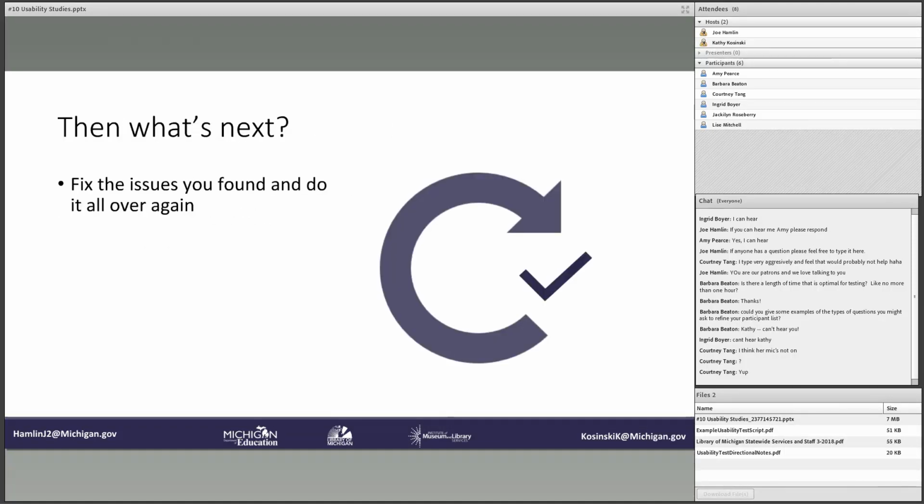Yep. And then what do you do after all this, after you do the notes and everything? That's when you go back to the iterative testing. You fix the issues you found. We did change the language on the Melcat, on that item selection screen a little bit, and we're doing it all over again. Right now we're going through a huge entire website redesign, but Melcat itself is going to be staying the same, just with a different header and stuff.